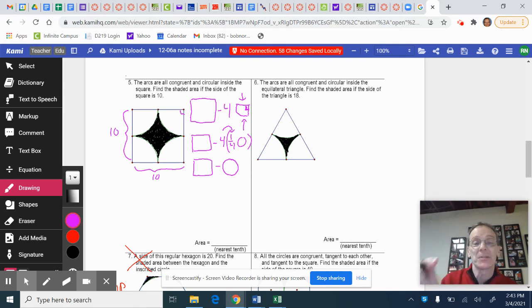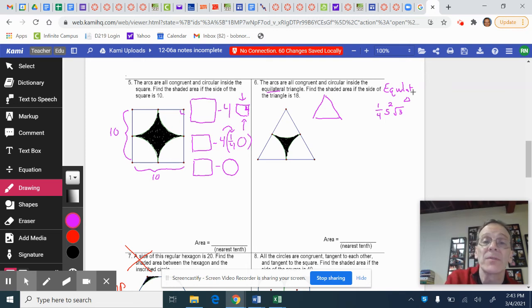Okay, number 6. Going to need a subtraction strategy again. This one is going to start with the big equilateral triangle. You're told it is an equilateral triangle. And once again, we have a formula for an equilateral triangle. I'll write it again here. It's 1/4 s squared times the square root of 3, s being the length of the side.